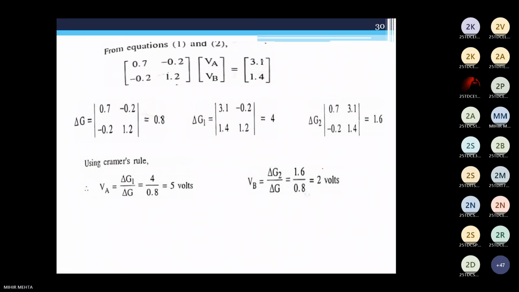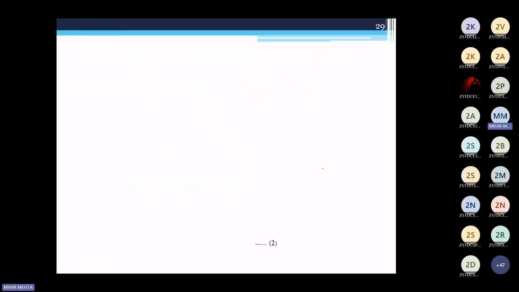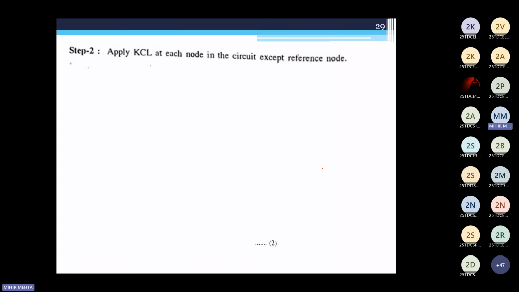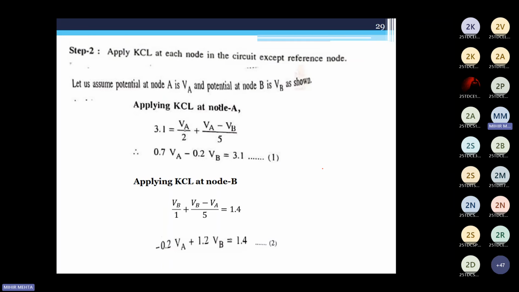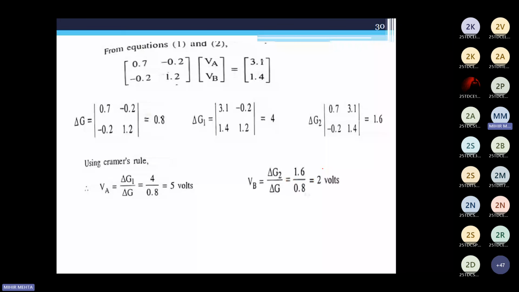Okay. So now, as far as the question is concerned, let us see what is asked. You need to find out the voltage across the 5 ohms resistance. So by using this, you have two equations with two unknowns, VA and VB. Solving this either by Cramer's rule or by elimination or by substitution, you will find out your VA and VB as 5 volts and 2 volts. So the voltage across the 5 ohms resistance would be VA minus VB, that is 3 volts. Okay. So I hope this is clear to you.